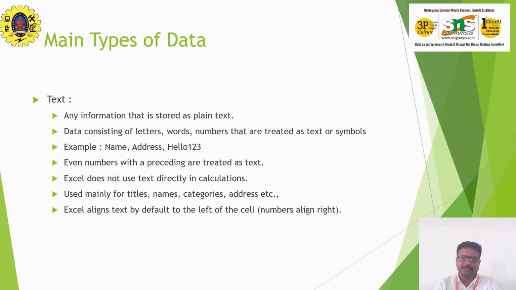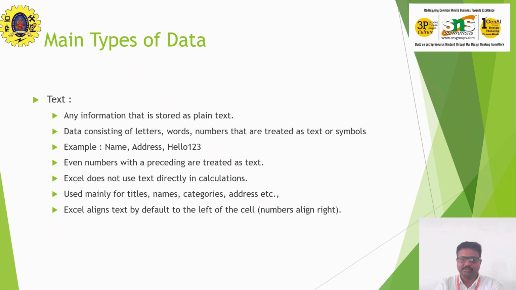The first main type of data which you are going to see is text data. Any information that is stored as plain text is said to be text data. This data consists of letters, words, numbers that are treated as text, or symbols. Examples: name, address, hello 123. Everything comes under text data. Even numbers with a preceding apostrophe are treated as text. Example: your ID number or patient number in the hospital is considered text.